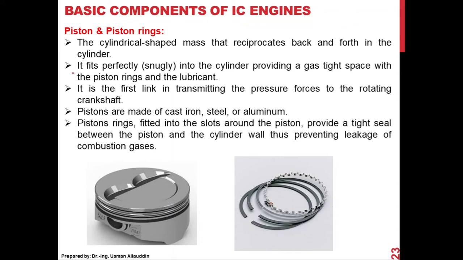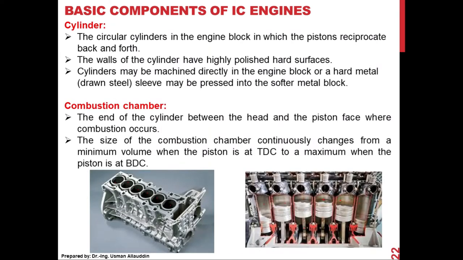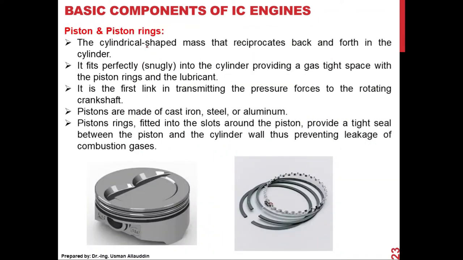Now we have the piston and the piston rings. The piston is a cylindrical shaped mass that reciprocates back and forth in the cylinder. This is the piston, and we have the connecting rod. The piston fits perfectly into the cylinder, providing a gas tight space with the help of piston rings. Normally there is a small clearance between the piston and cylinder, and this small clearance is covered with the help of piston rings. There are two types of piston rings: the compression rings and the lubricating ring. With the help of lubrication, these rings provide a gas tight space. And this is the first link in transmitting the pressure forces to the rotating crankshaft.